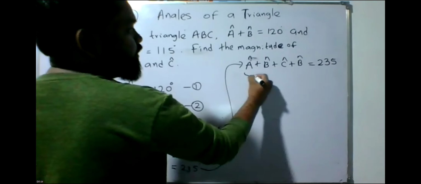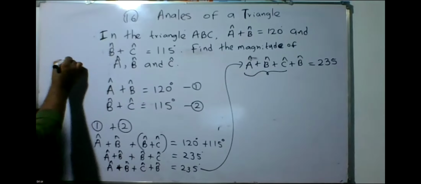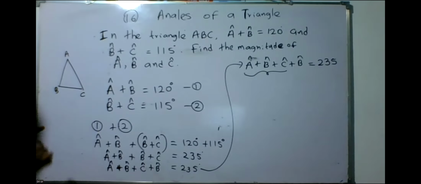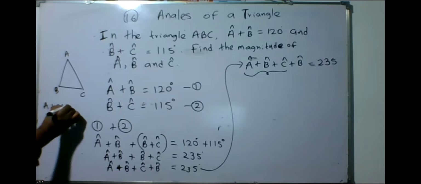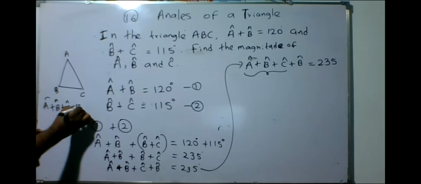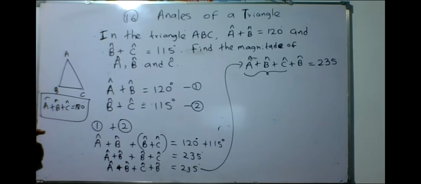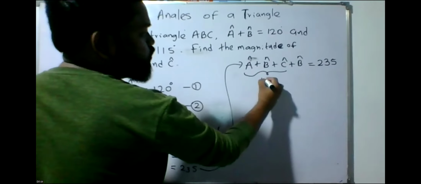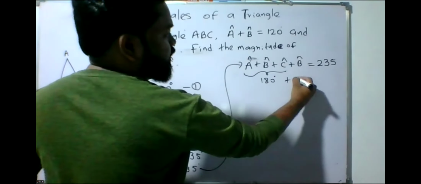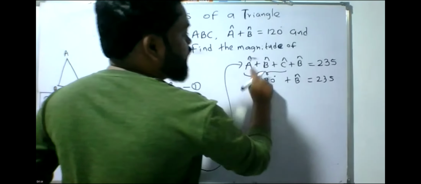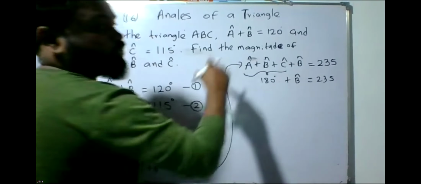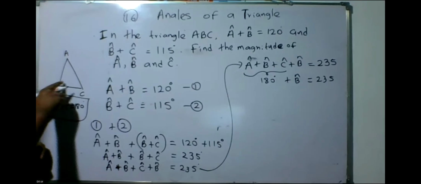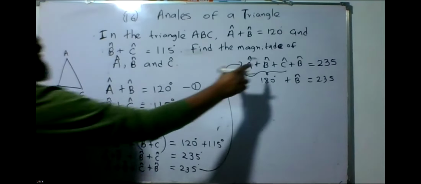Now look at this. You told that in a triangle ABC, A plus B plus C equals 180. You told that A plus B plus C equals 180. So these three angles of the triangle must be 180. So 180 plus B equals 235. I used 180 for A plus B plus C, because they are the three interior angles.